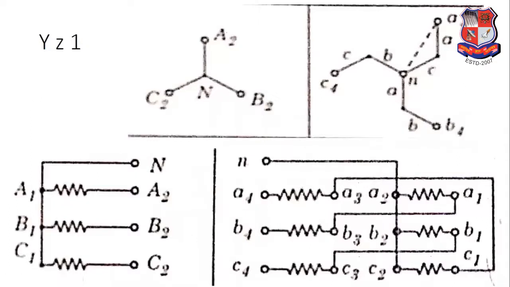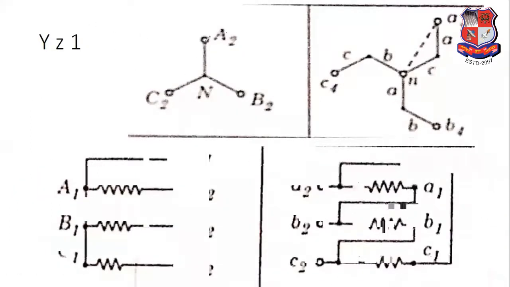Next, YZ1 connection. So HV winding is connected in star. Phase A, phase B, phase C. Now with reference to phase A, zigzag winding that is shifted by minus 30 degree. So phase A with reference to this, it should be going minus 30 degree. You give input in A2, B2 and C2.